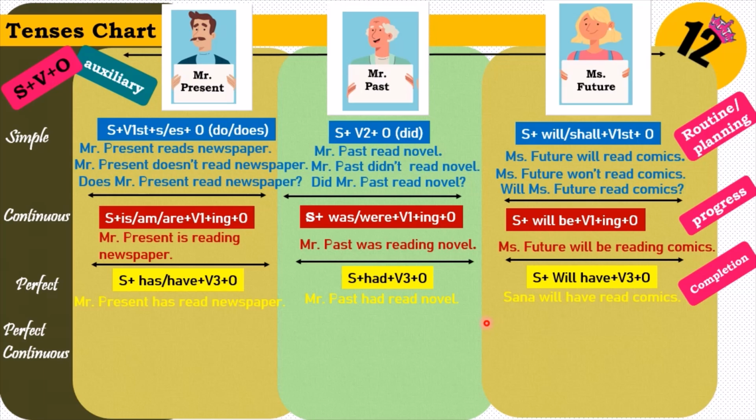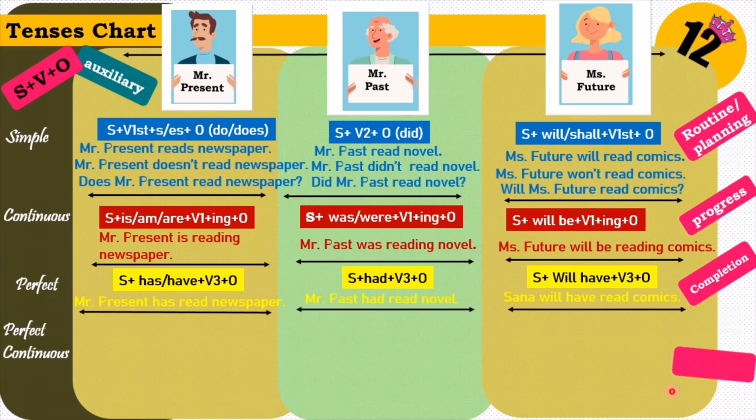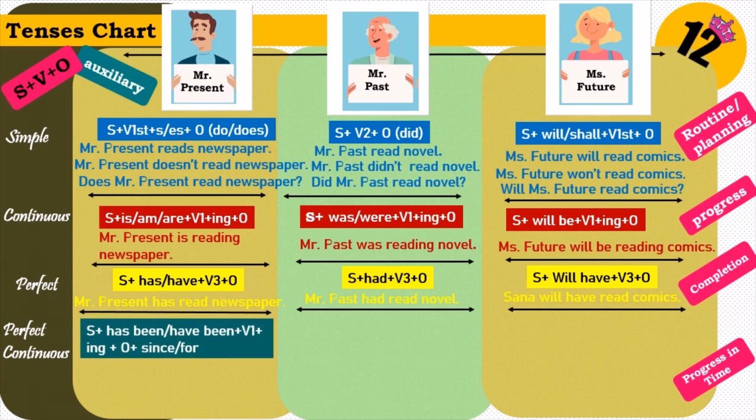Coming towards the last and the most interesting one, but rarely used in the form of sentences, because most of the task is done with the continuous tense. The perfect continuous tense also shows the task that is in progress, but also shows completion in the same way. It is indicated with the help of time. So here we have perfect continuous tense, and it represents progression in time, and the formula is subject with the addition of has been or have been.